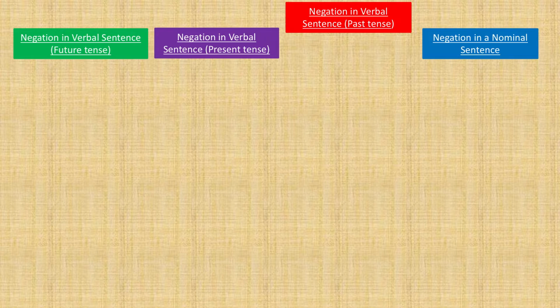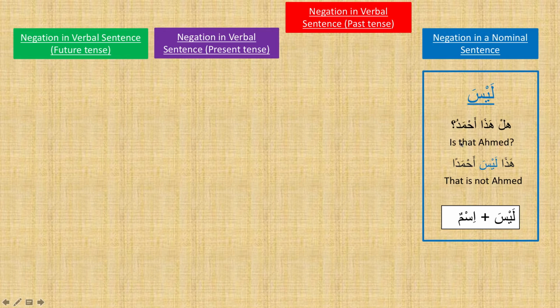So let's first look at negation in a nominal sentence. So negation in a jumla ismiyah, we would use the particle ليس. For example, هل هذا أحمد? Is that Ahmed? We would say هذا ليس أحمدا. That is not Ahmed. So the particle ليس is followed by the ism, ليس أحمدا. So laysa is used to negate something in a jumla ismiya, a nominal sentence.